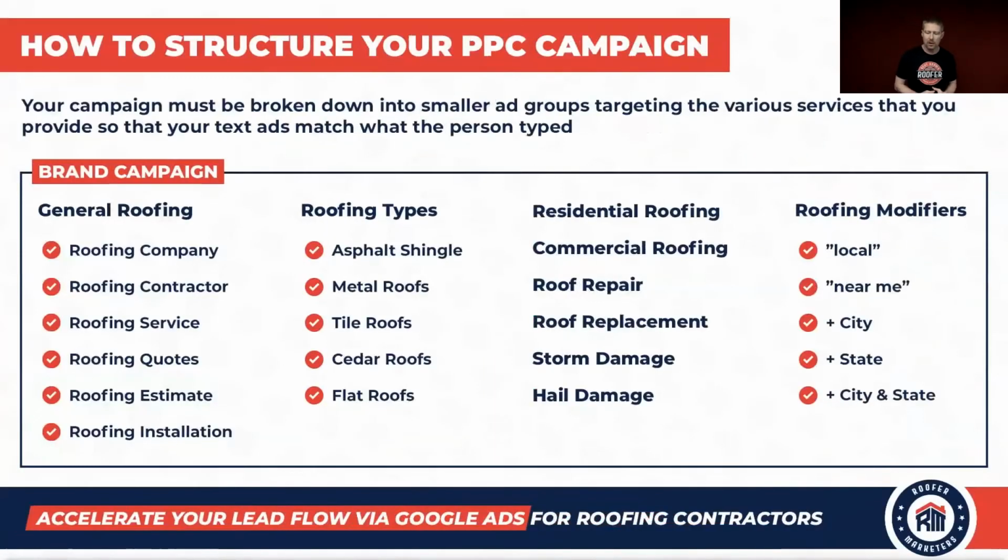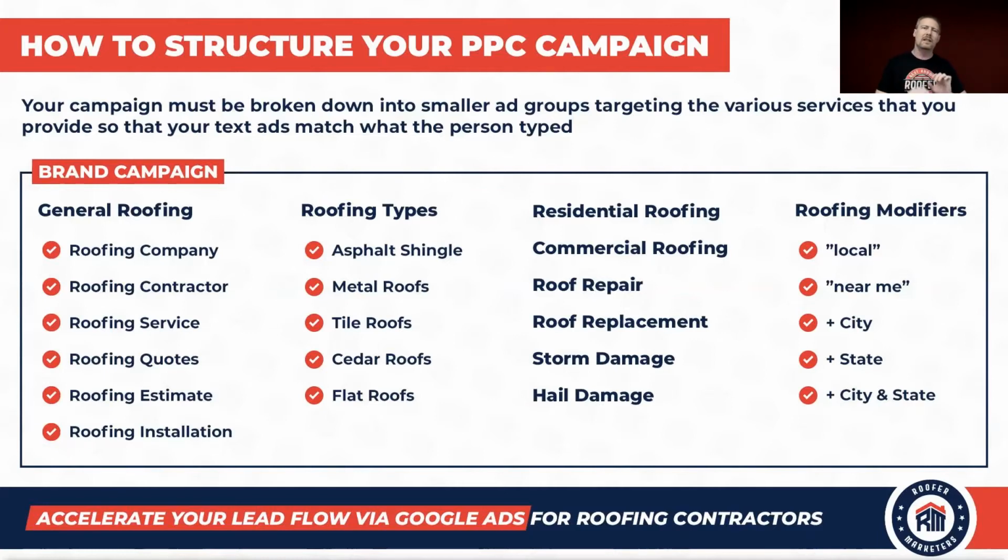So in structuring your pay-per-click campaigns, there's kind of the way that people search for roofing is how we structure, or how you should best structure, your Google Ads campaigns. And so the way that people search for roofing is they type in roofer, roofing company, roofing contractor, roof repair, roofing service, roofing quotes, roofing inspection, roof estimate, or they type in residential or commercial, things like that.